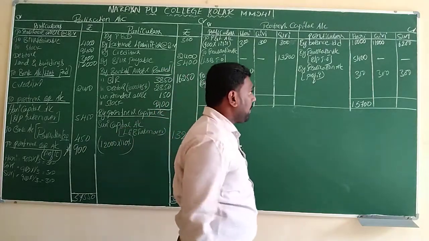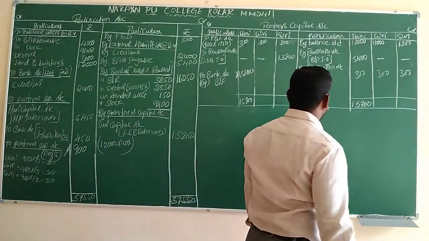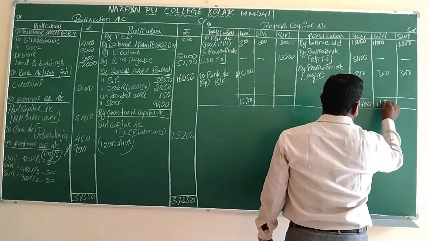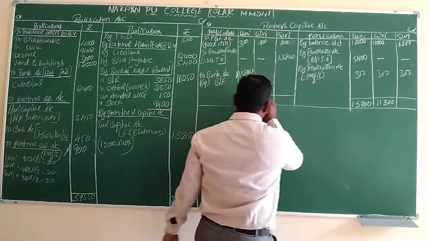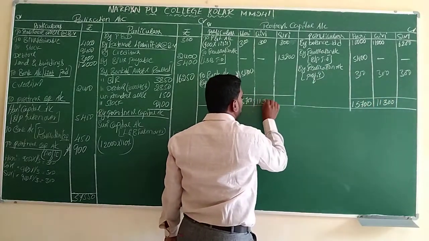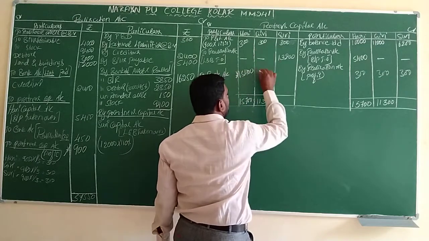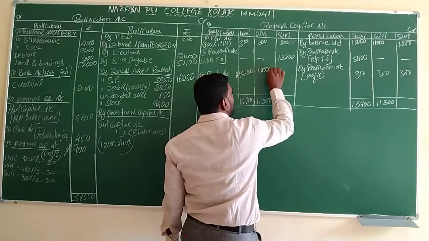Next come to the second partner, 11,000 plus 300, 11,300. The same value is transferred to the debit side also, 11,300. Out of this, minus 300, we will get the difference of 11,000.